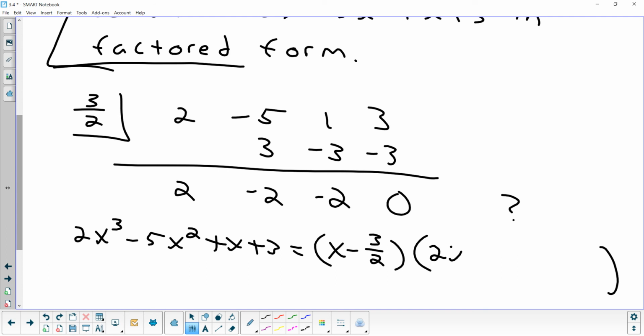2x squared minus 2x minus 2. Remember, that's one of the things we learned yesterday. If you know something is a factor and you divide through by it, you get the other factor. I know 2 is a factor of 10. If I divide 10 by 2, that's the other factor of 10, 5. If I divide this by that, I get the other factor. So that is how you would factor it.